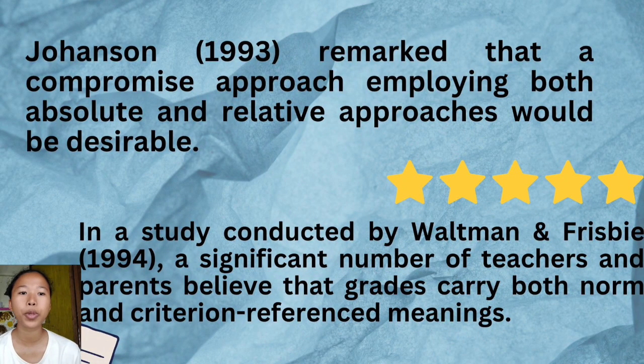Here in our next slide, we have Johansson 1993. He remarked that a compromise approach employing both absolute and relative approaches would be desirable. The same with the study conducted by Workman and Frisbie 1994: a significant number of teachers and parents believe that grades carry both norm and criterion reference meanings. So both of these people agreed that in the grading system there should be two approaches, an absolute and a relative approach, or a norm and a criterion one, in which hindi lang siya nakabase sa standards or criterion, but also in a relative or in a norm.